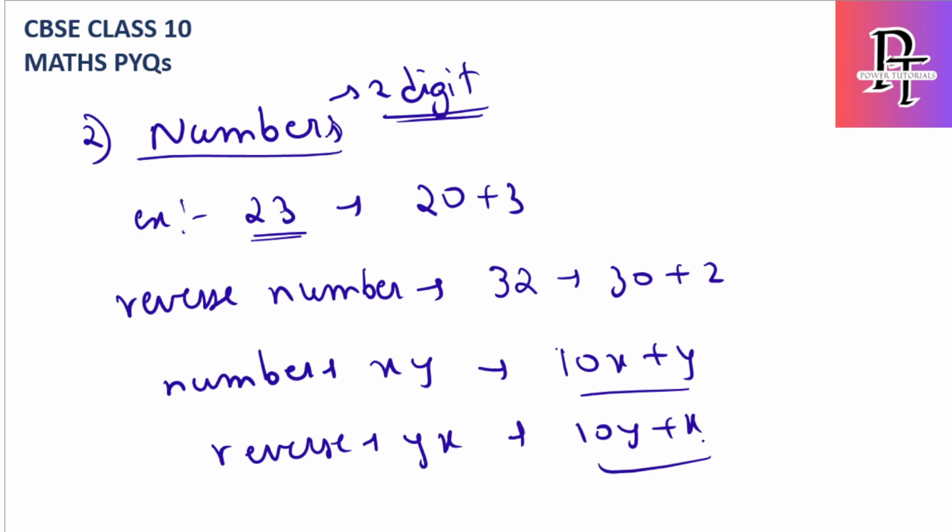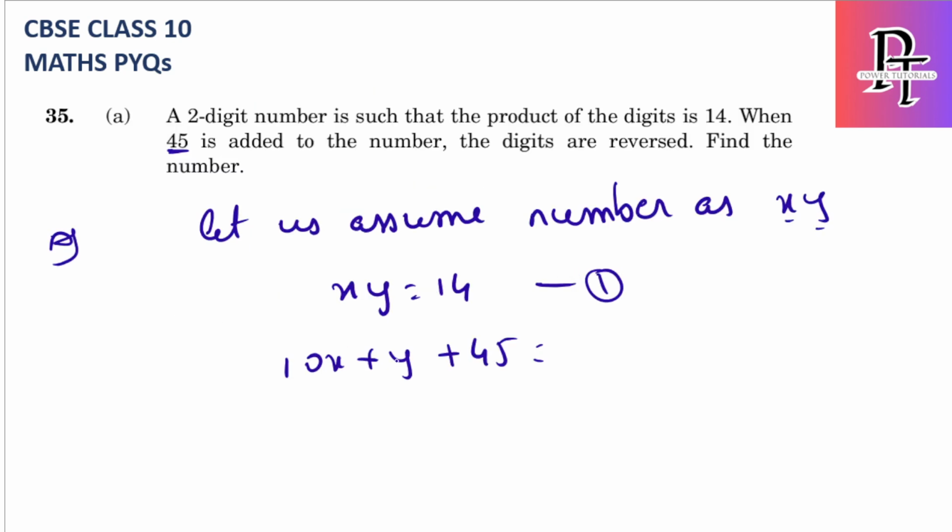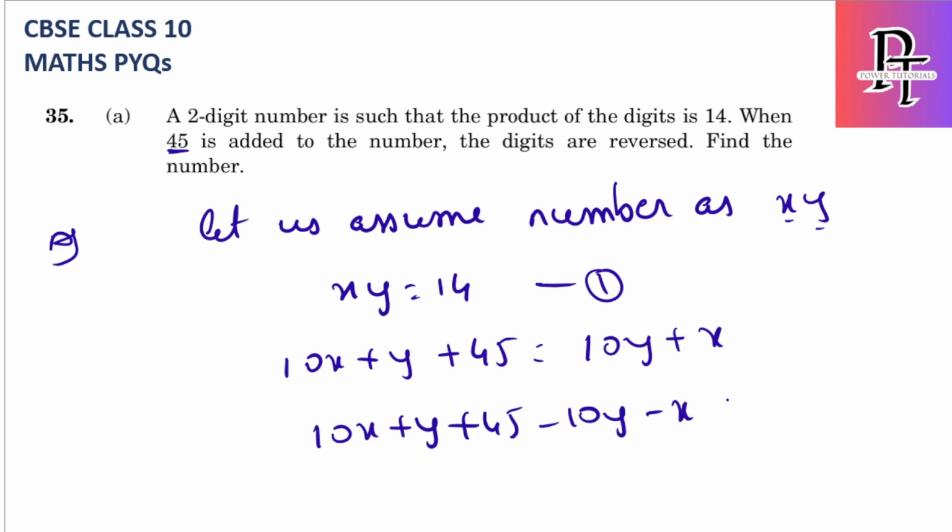Reverse condition 10y plus x. So here it should be 45. 10x plus y plus 45 is equal to the reverse number, 10y plus x. Okay, so now let's move everything to the left side. It becomes 10x plus y plus 45 minus 10y minus x is equal to 0. So this becomes 9x minus 9y plus 45 is equal to 0.